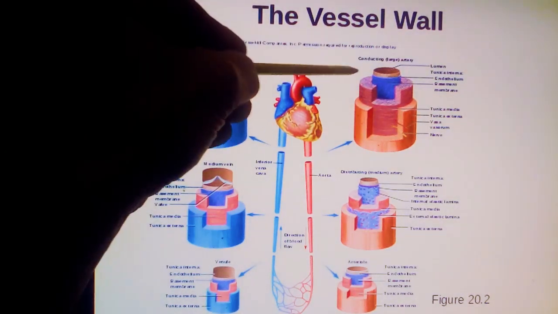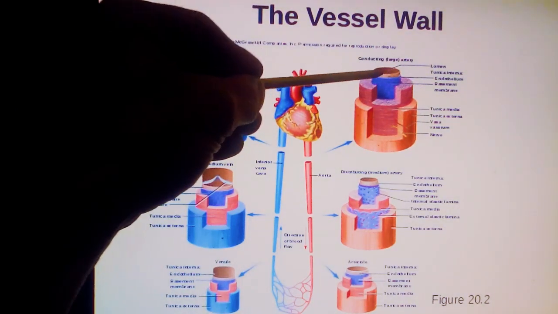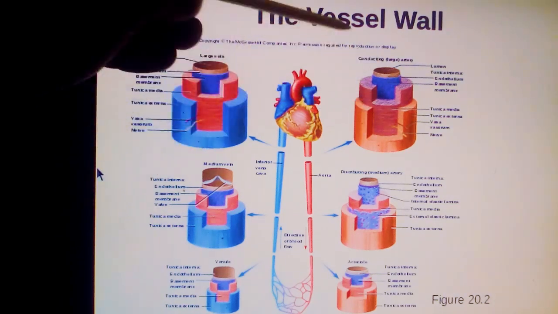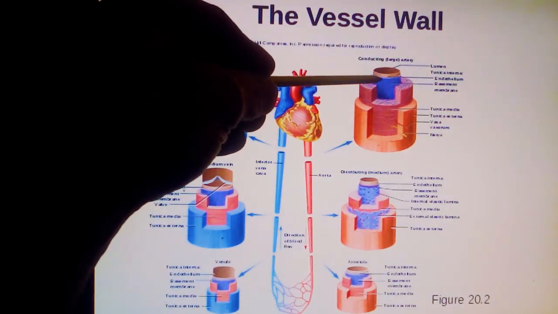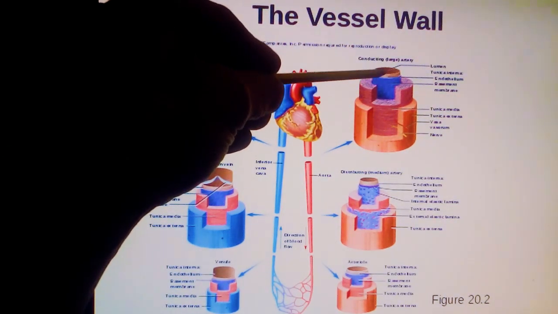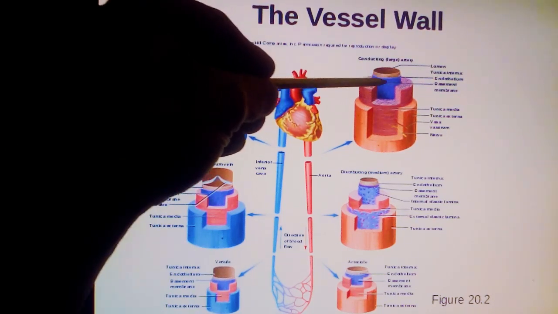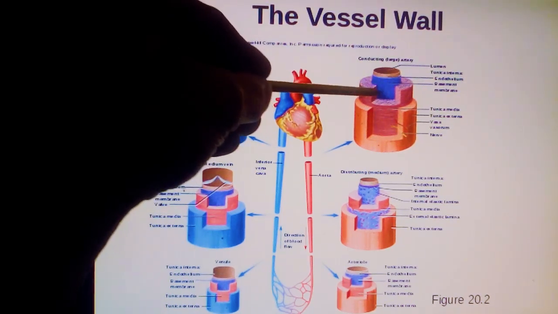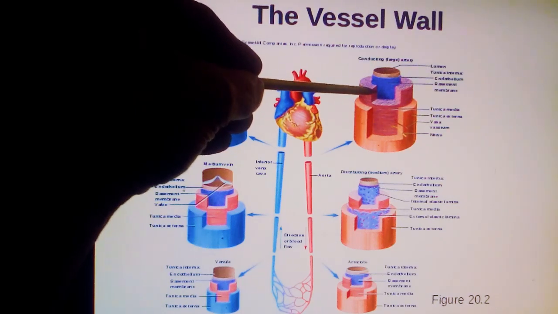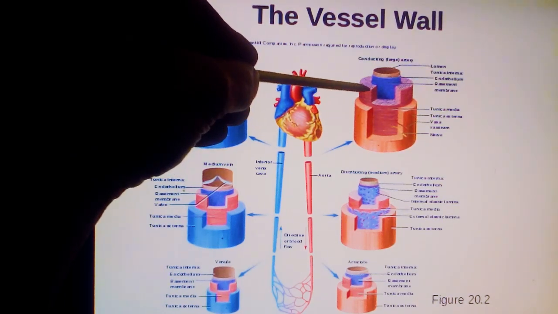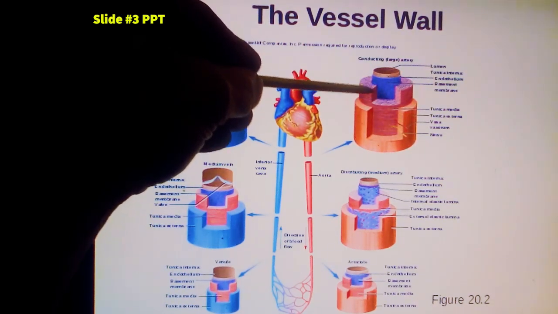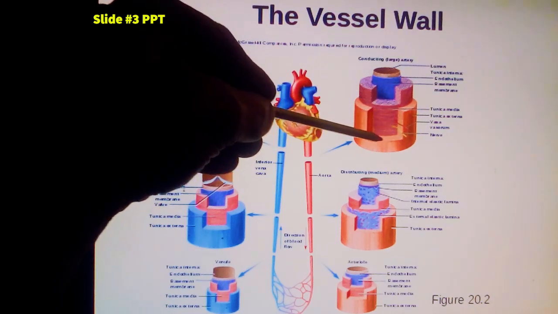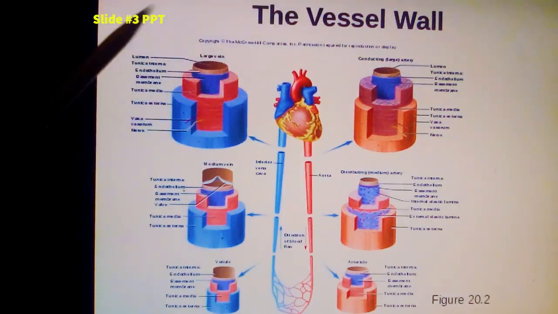This is showing you a cross section through a large artery. And what I want you to note here are the layers or tunics. This one here is a tunica intima, just an endothelial layer and a basement membrane. Then this thicker one here, that's a tunica media. It's often the thickest layer in an artery. And then the outermost layer is a tunica externa, sometimes called adventitia.